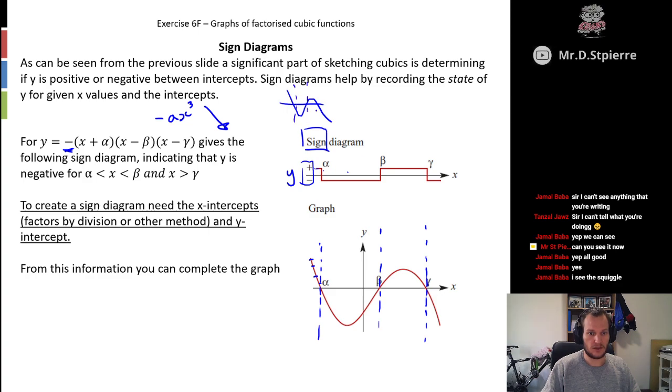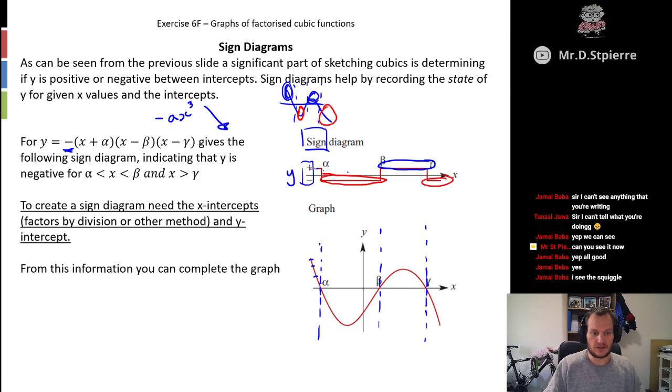I have my 3 intercepts. Okay, so it's going to start in the positive y zone. We get in the negative y zone, which is this. Okay. We get back in the positive y zone, which is this. And then we finish off back in the negative y zone.